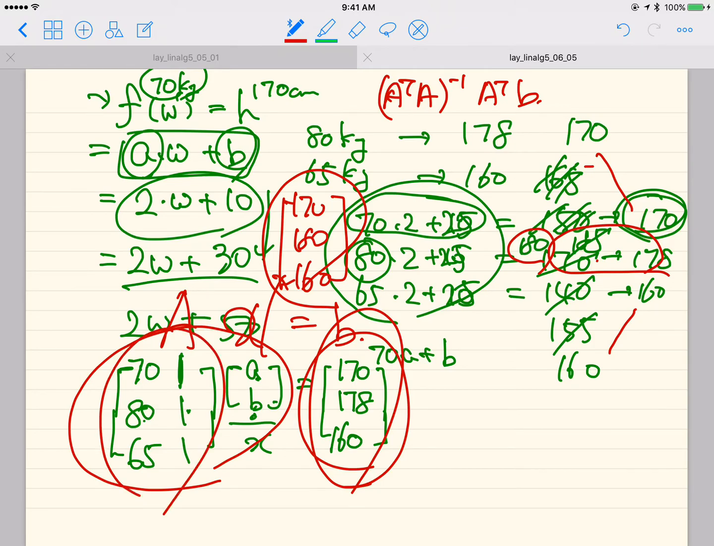So this one is our A, and this one clearly has linearly independent columns, right? So we have this unique solution. And then this solution is your optimal coefficients A and B for your prediction model. Okay. So this is how we apply this least squares problem to a practical prediction problem. And just for your information, this is called linear regression.